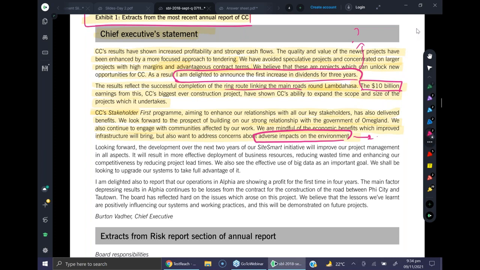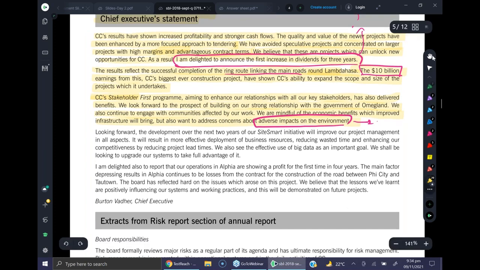Okay, looking forward, the development over the next 2 years of our Site Smart initiative will improve our project management in all aspects. It will result in more effective deployment of business resources, reducing wasted time, and enhancing our competitiveness by reducing project lead times. We also see the effective use of big data as an important goal. We shall be looking to upgrade our systems to take full advantage of it.